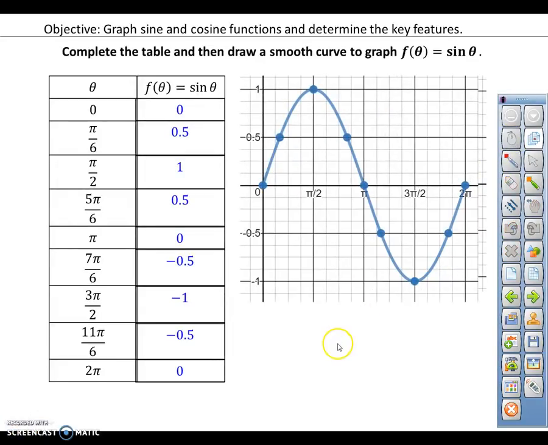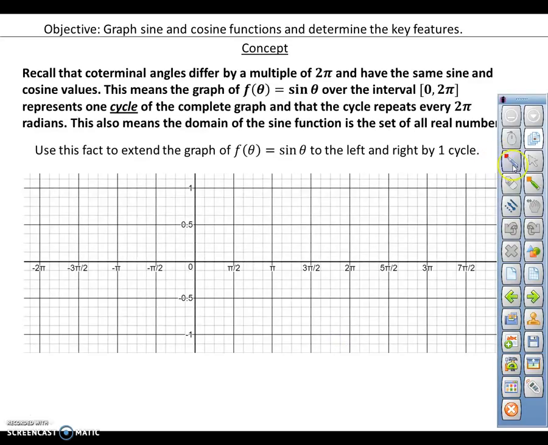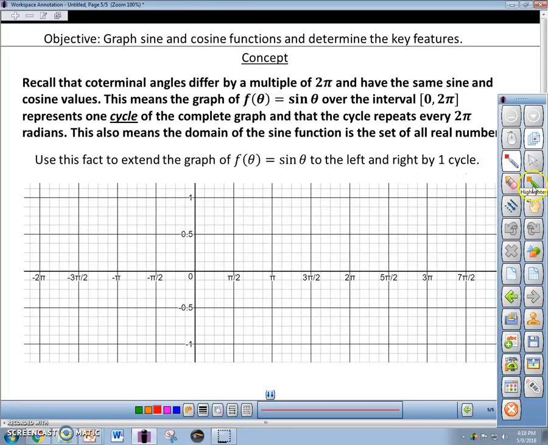There it is from the graphing calculator. Here, most often we have to graph sine and cosine over more than a single period. Coterminal angles differ by a multiple of 2 pi. So as we move through that first 2 pi with our points, that same pattern repeats in the next interval of 2 pi, both to the right and the left of the first interval. We are going to use this fact to extend the graph of f of theta equals sine theta to the left and right by one cycle.